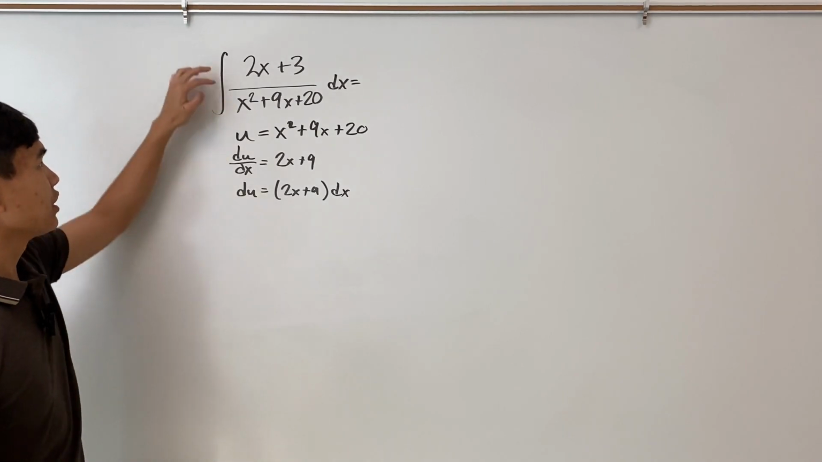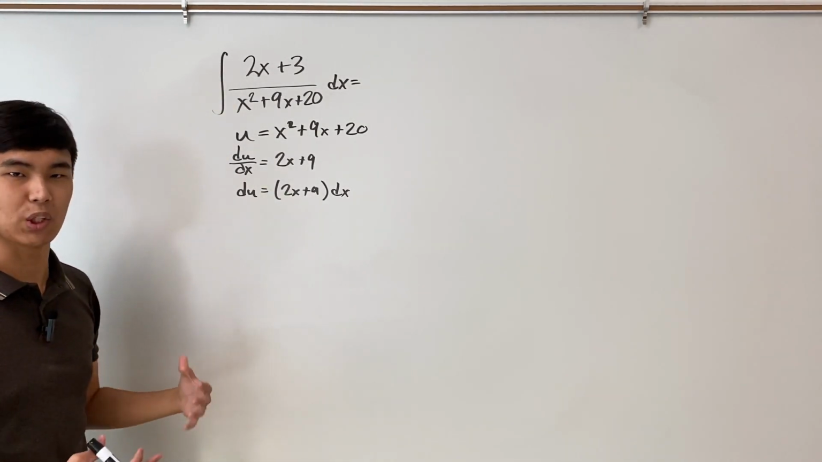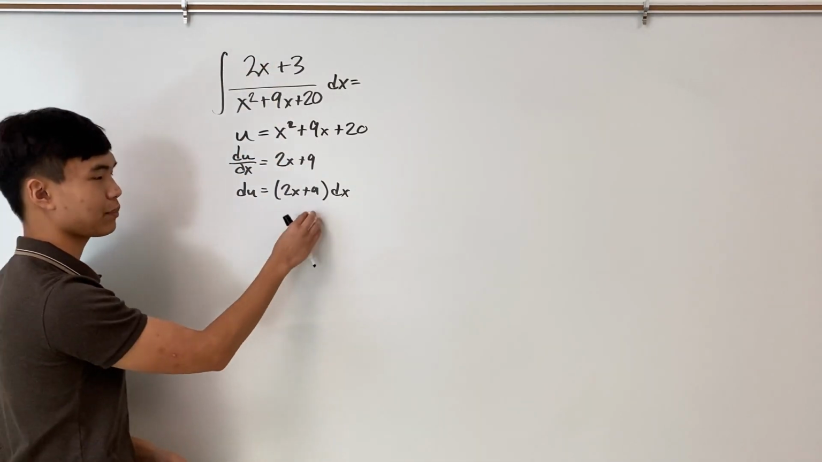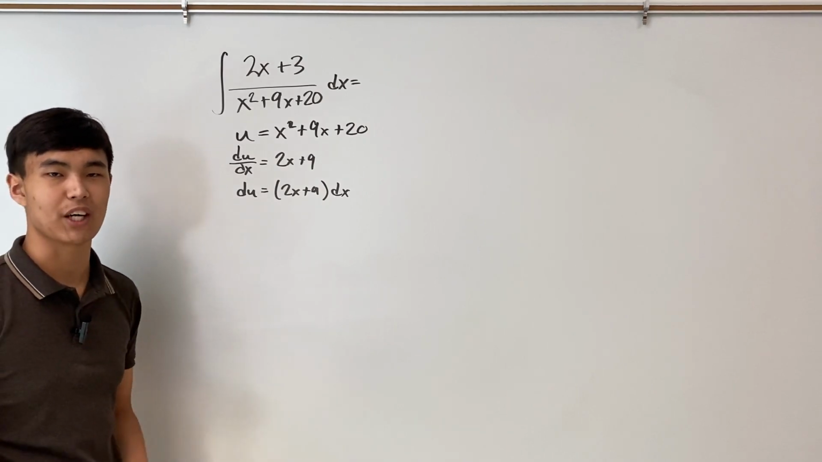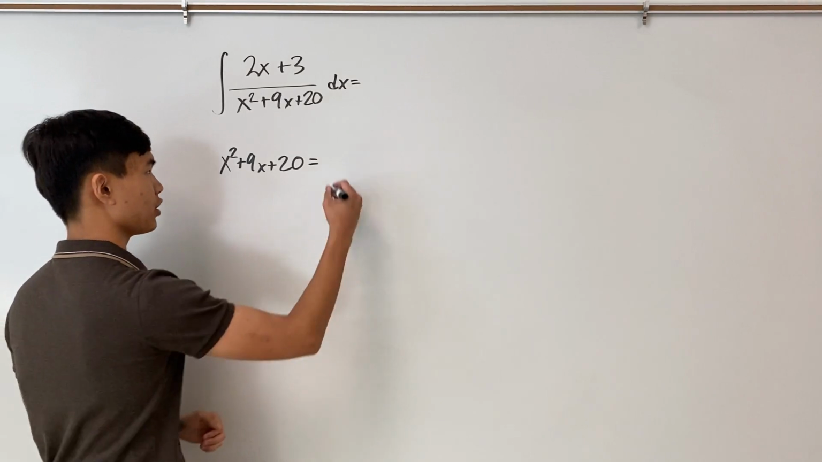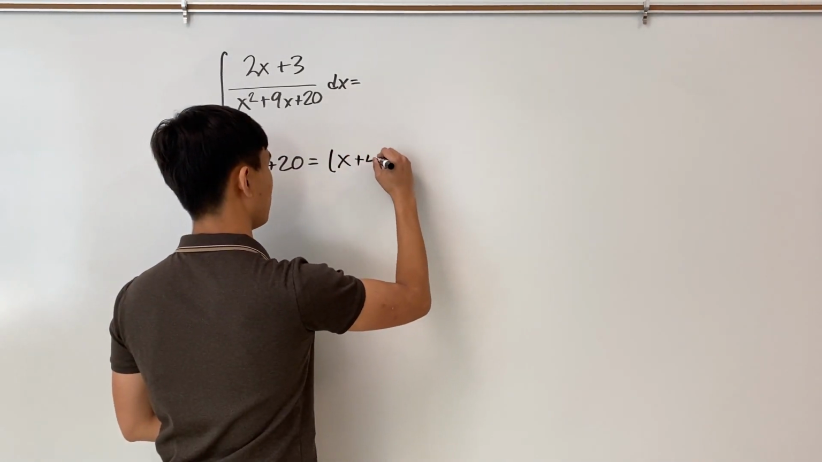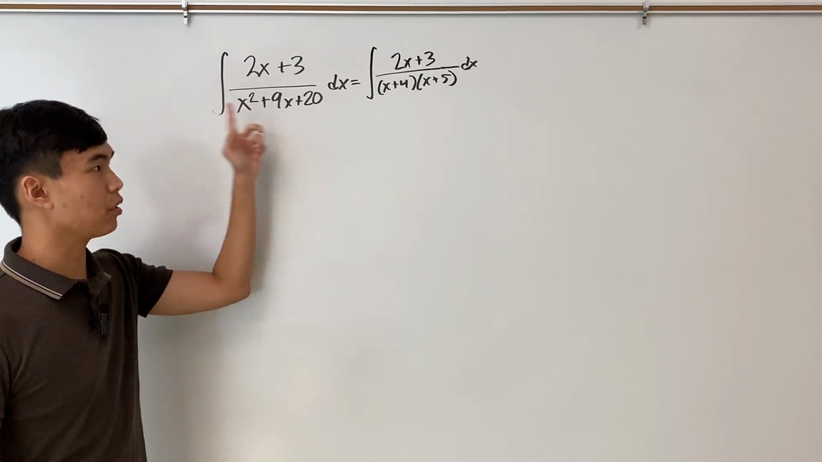But if you notice, up top, we have 2x plus 3 dx, and there's nothing we can multiply as a coefficient to make this top equal 2x plus 9 dx. So we have to do another way, and that way is partial fraction decomposition. Okay, so notice that I can factor this quadratic in the denominator to x plus 4 times x plus 5. Knowing that, we can rewrite our problem like this.